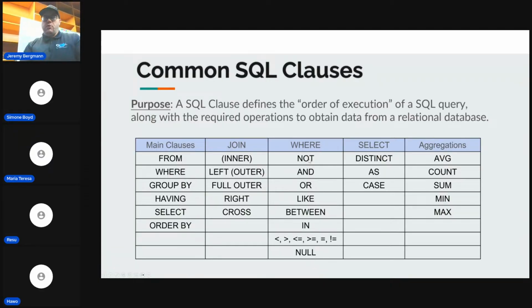I mentioned it at the beginning of class: you have NOT. So maybe you want to say continent is not in Asia. You could use the NOT and then the IN operator, and say NOT IN Asia, so it'd get you everything that's not in Asia. You could use AND, so you could do more than one condition. You could say continent is in Asia and population is over 500 million.